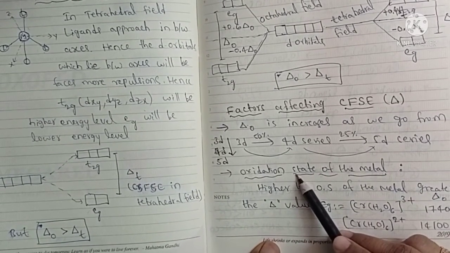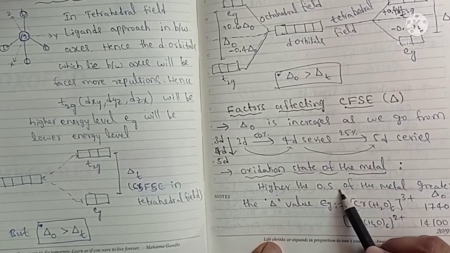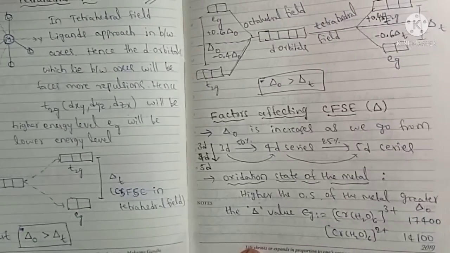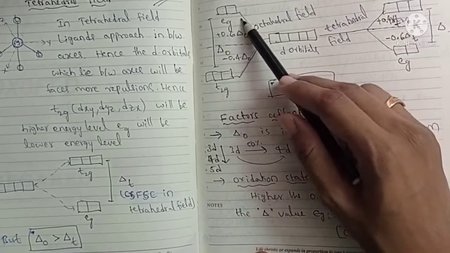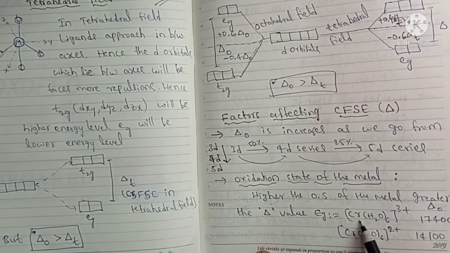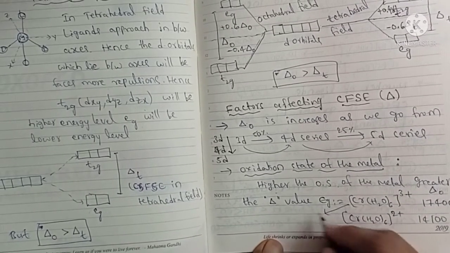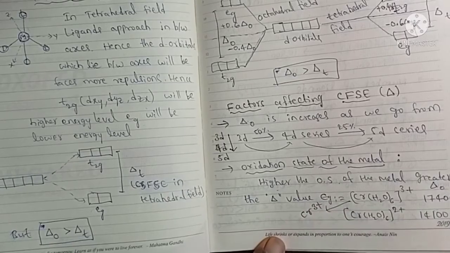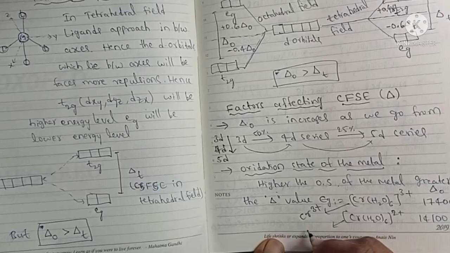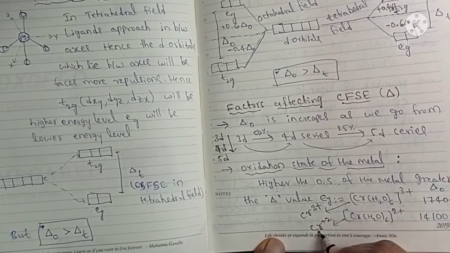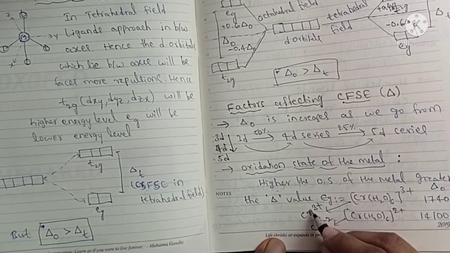And next, the oxidation state of the metal. This is an important factor. The higher the oxidation state of the metal, the greater the delta value. So if the metal has a higher oxidation number, the energy gap will also be more. For example, chromium hexaaqua 3 plus: what is the ion here? In this, chromium plus 3 is the metal ion, and in the complex Cr(H2O)6 2 plus, the metal ion is chromium plus 2. Plus 3 is the higher oxidation number.